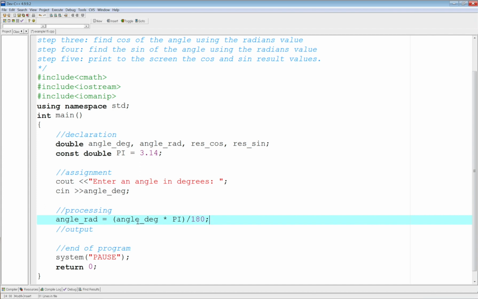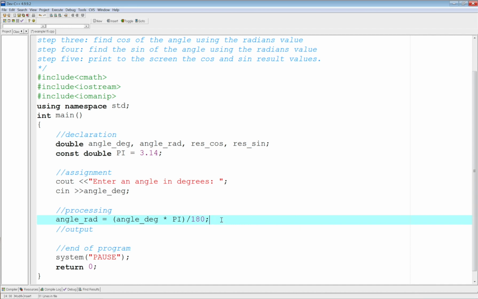This is not an integer division, so no worries here because pi itself is not an integer. And the angle in degrees is not an integer since you're declaring them as double. The result of such an operation is a float. In our case, we've declared angle rad as a double. So this wouldn't be a problem.